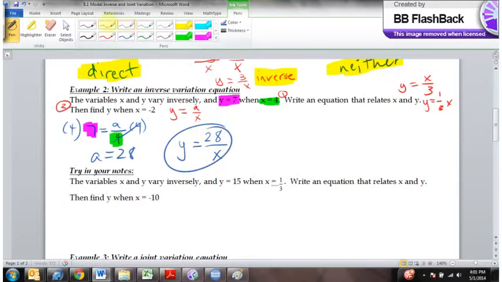So part 2 says, find y when x equals negative 2. So let's plug in negative 2 and figure out what y is. So if our formula is y equals 28 over x, let's put negative 2 in for x. And we have y equals negative 14. And we're done. Try the same thing for the next one.